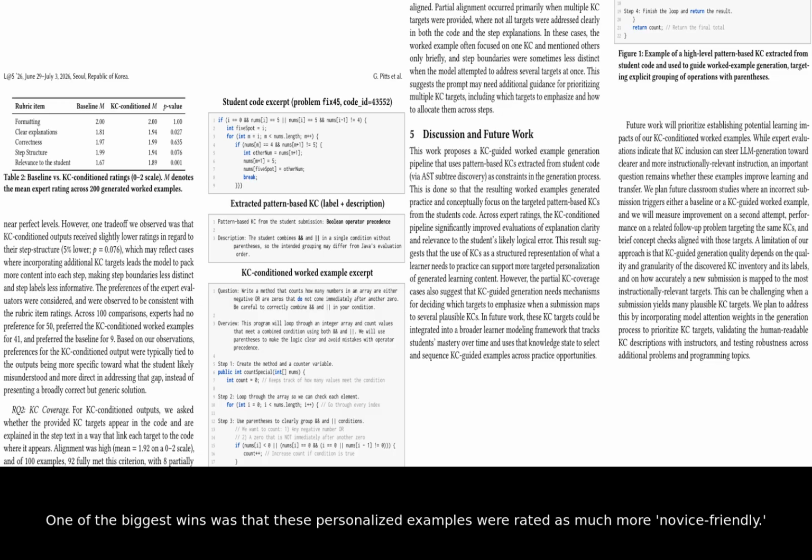One of the biggest wins was that these personalized examples were rated as much more novice-friendly. This suggests that by focusing on specific patterns, the AI becomes a better teacher rather than just a code generator. Even when students made complex errors, the system was able to maintain high accuracy and clarity.